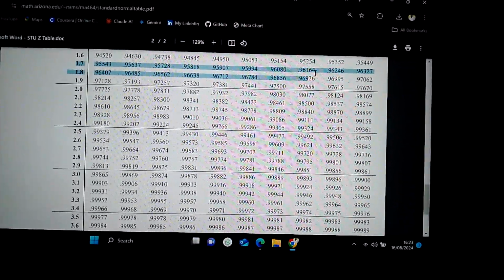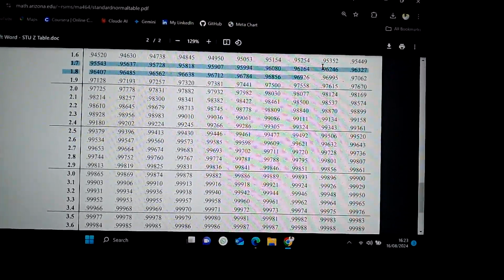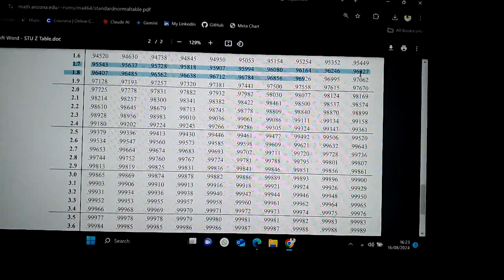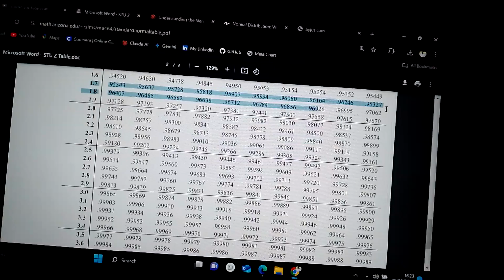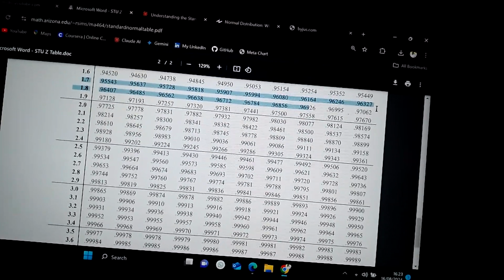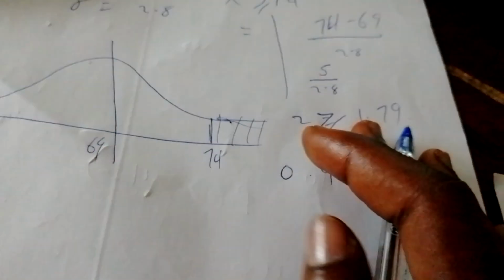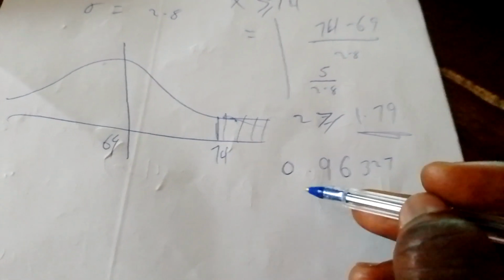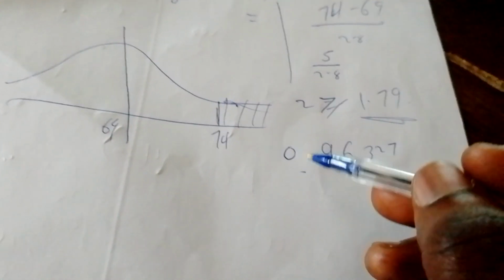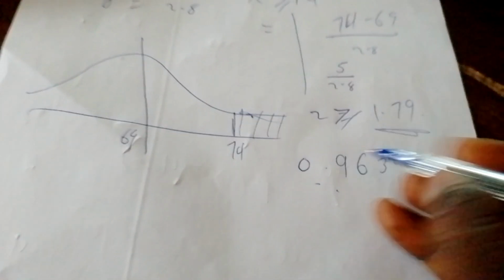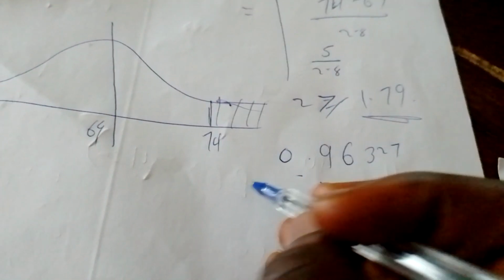So you clearly see that. Okay, so that's it here. So you find that this is 0.96327. Okay, this is not the z-score, right? The z-score was this. Now this is the area, or the probability of finding someone who is less than. So basically, this is this.